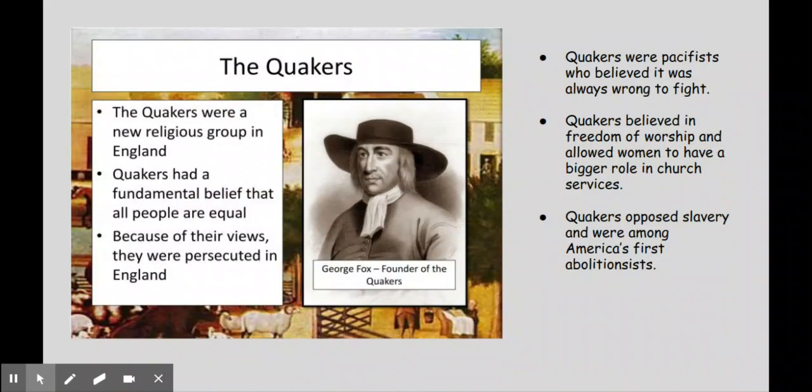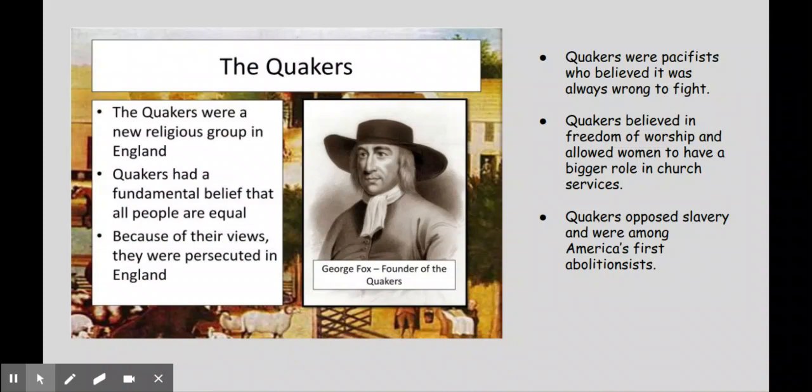William Penn belonged to a group called the Quakers. They had been persecuted in England and in New England colonies for their religious beliefs. Their religious beliefs were very different from other religious groups in New England. They had a fundamental belief that all people were equal. They also did not believe in fighting wars.